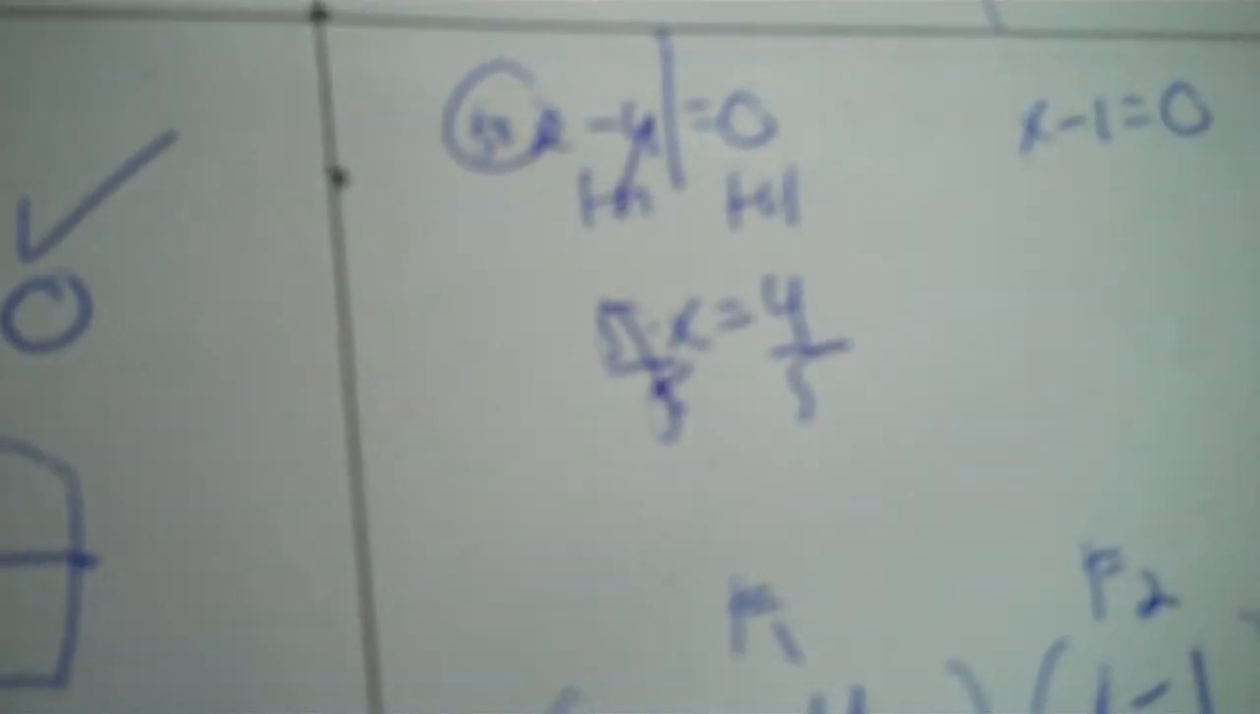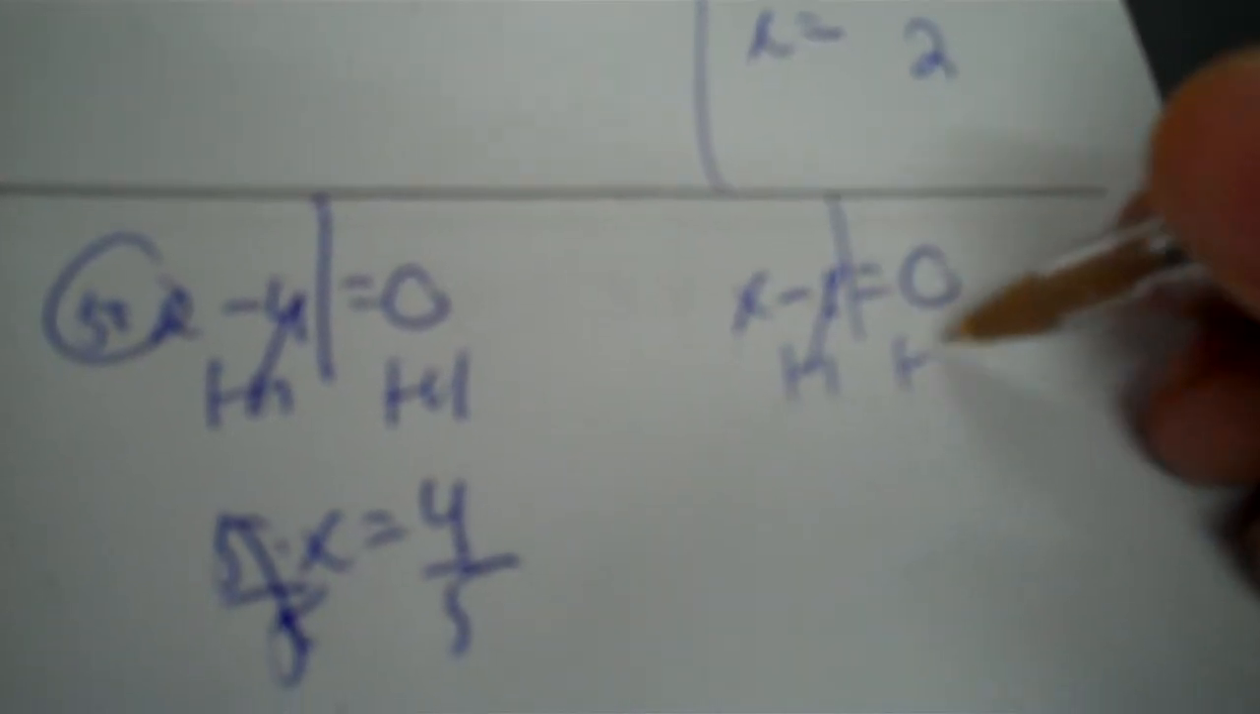So now f1, f2. 5x minus 4 equals 0. x minus 1 could equal 0. So I plus 4, and I get 4. 4 divided by 5 is 0.8. You can write the decimal, or you can write 4/5. It's up to you. Then over here, plus 1 just takes you to 1.